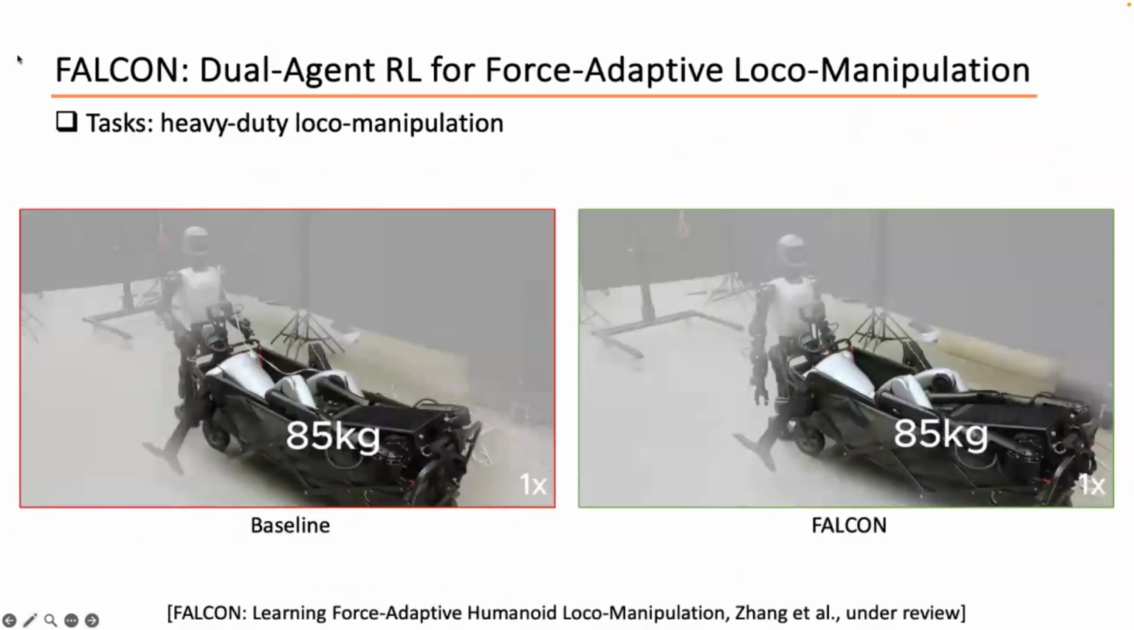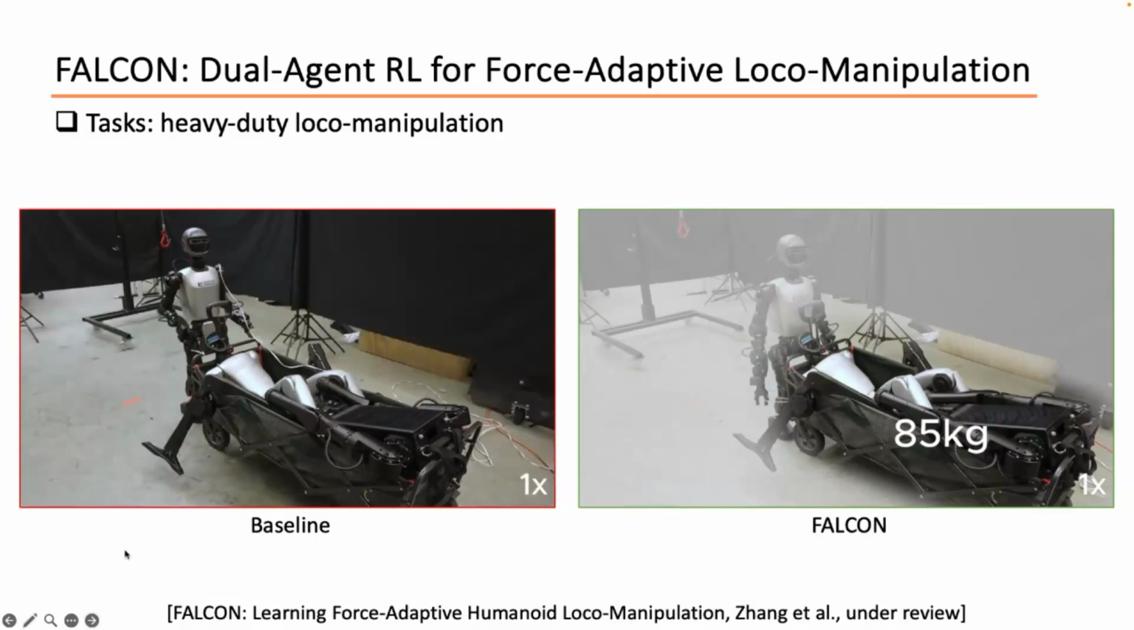The example I'm going to give you today is called FICON, which is a dual agent reinforcement learning framework for force adaptive local manipulation. The task here is heavy duty local manipulation. For example, in this video, we ask the Booster T1 humanoid to pull a very heavy cart. The humanoid here is just 30 kilos, but it needs to pull an 85 kilo cart. The left video is a baseline. You can see the cart barely moves, right?